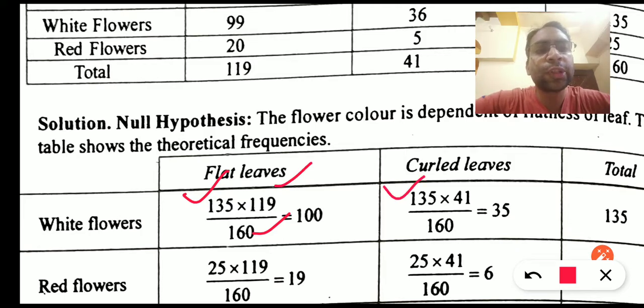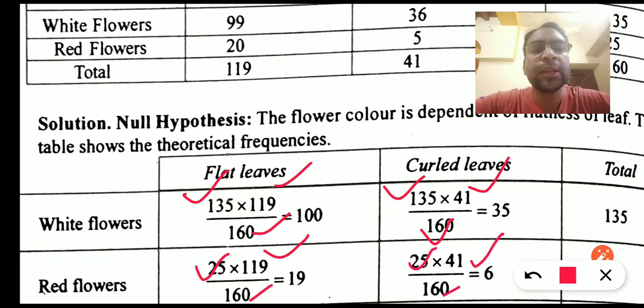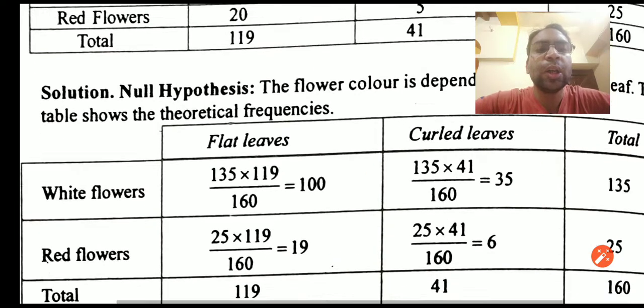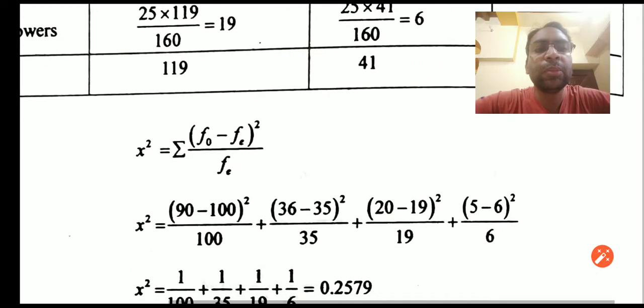Similarly, sum of rows, sum of column, grand total, for each cell. So we will be able to calculate these expected frequencies for each cell. So these are the expected frequencies. Now we'll apply the chi-square formula.